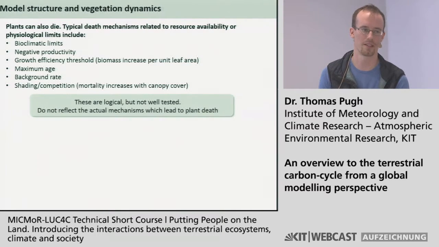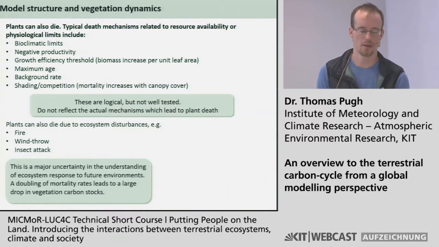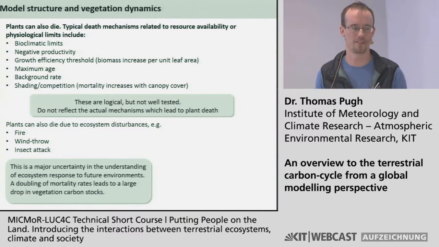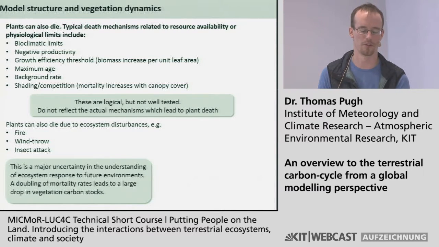Either they fall over or they can't run their metabolism properly. So there's quite a disconnect in the way that we represent processes at the global scale and how they actually happen in reality. And as well as these processes that come from within the plant, there's a lot of processes that come from without that can cause plants to die, and ecosystem disturbances.